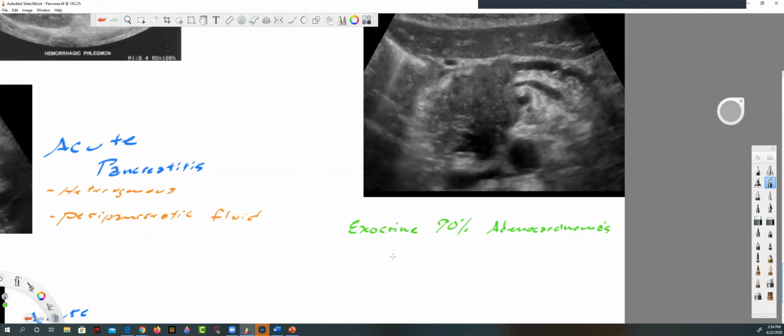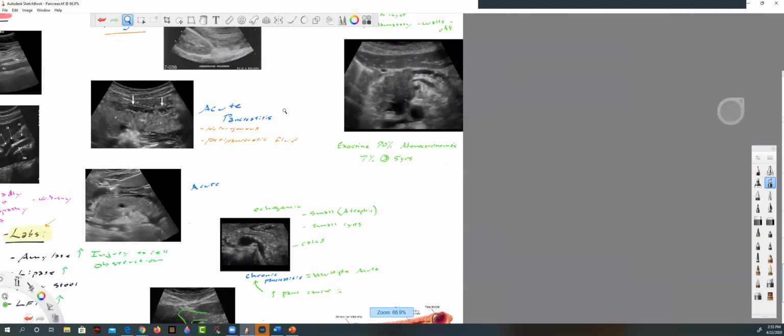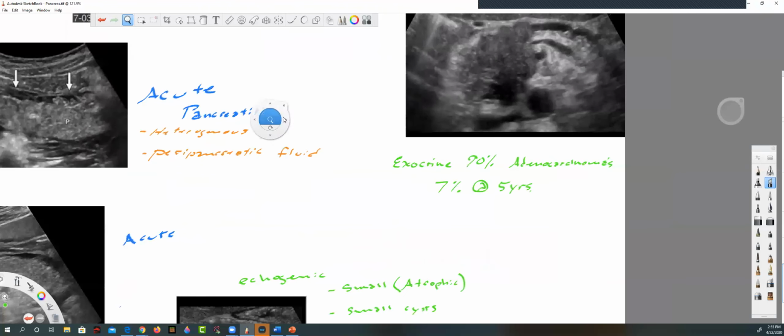Let's see. Oh, yeah, and so the survival rate's not very good. 7% survival at 5 years. And that 7% are only the very fortunate few whose tumor was caught early on.